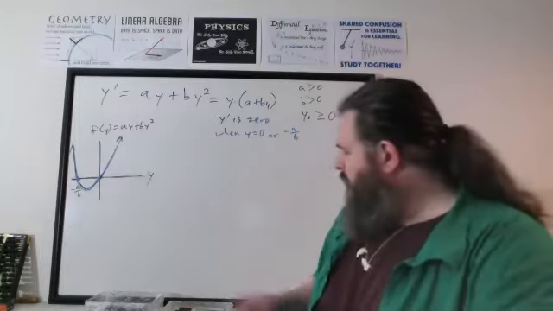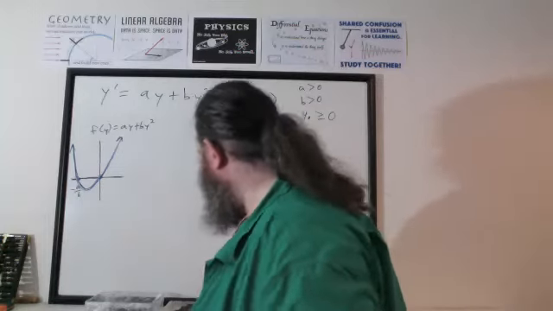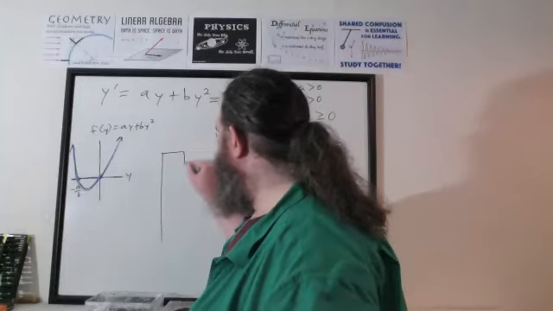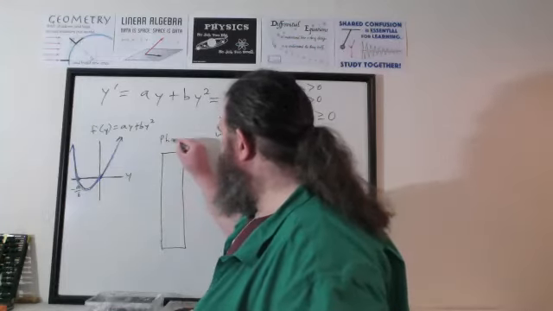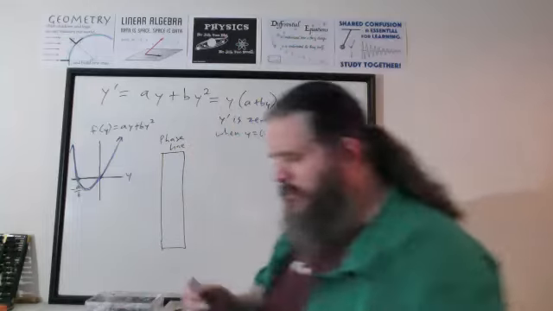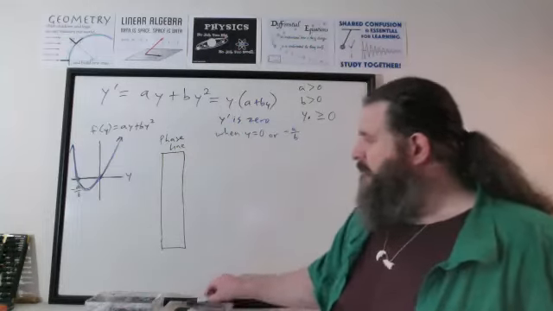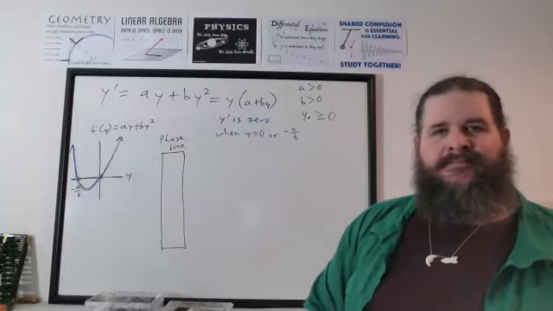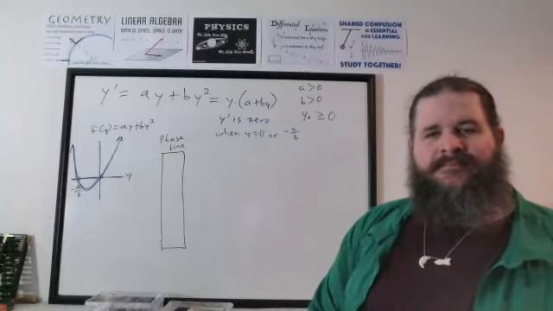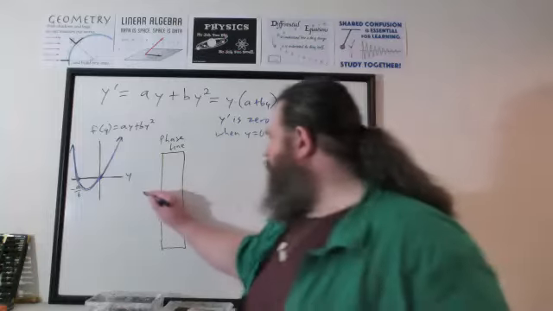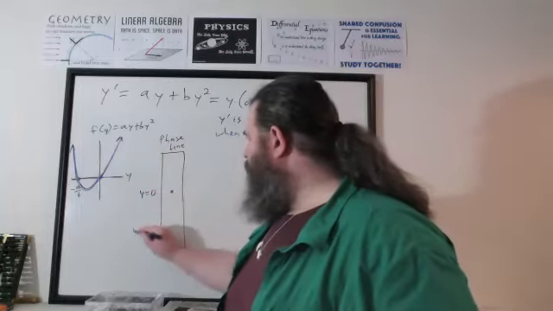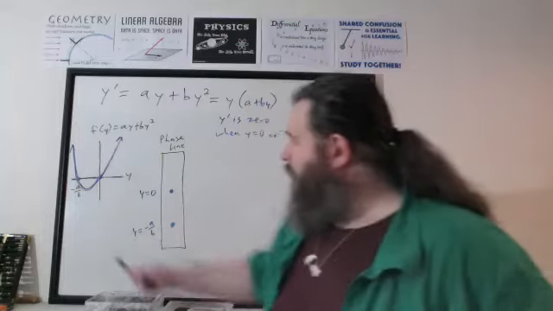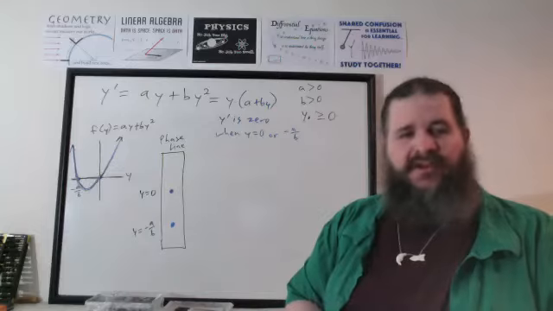Now that we've got that graph, let's see if we can draw the phase line that matches it. What important y values do we want to mark on this? Yeah, y equals 0 and y equals negative a over b. Those are the y values that make f of y equal to 0.